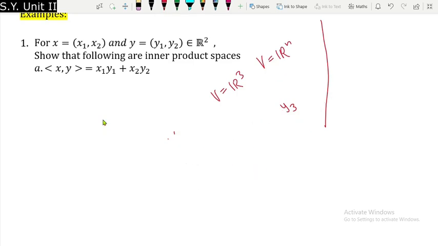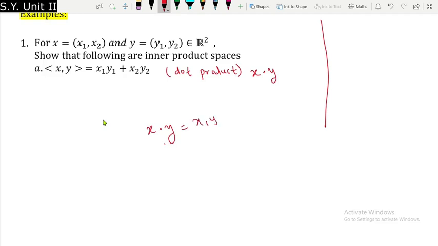Therefore we can say that R raised to n is an inner product space also with respect to this inner product, and this inner product has a special name. It is called the dot product. Okay, and why it is called the dot product, if you want I will write it over here. The meaning is we are simply taking the multiplication of x1 multiplied by y1 plus x2 multiplied by y2. It is simply the component-wise multiplication, and therefore it is also called the dot product, and sometimes it is denoted by x dot y also. So x dot y is equal to x1 y1 plus x2 y2, somewhat like this.